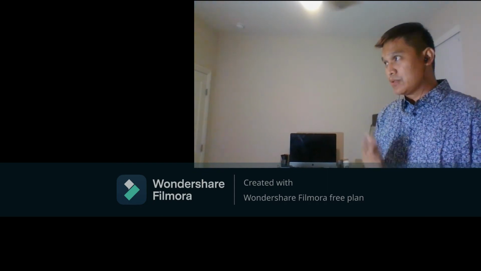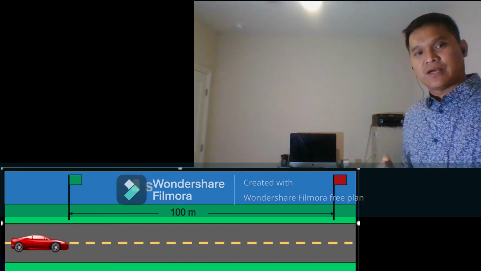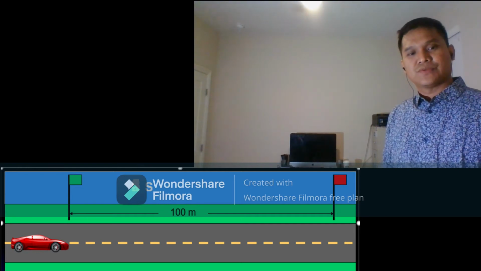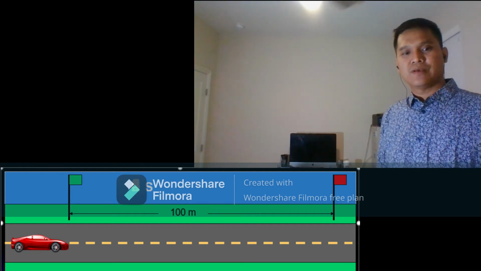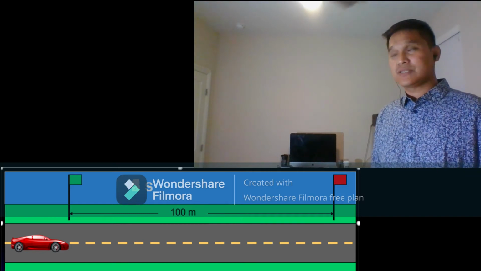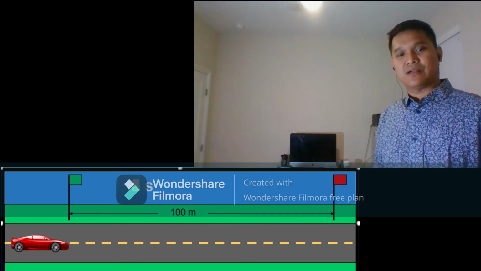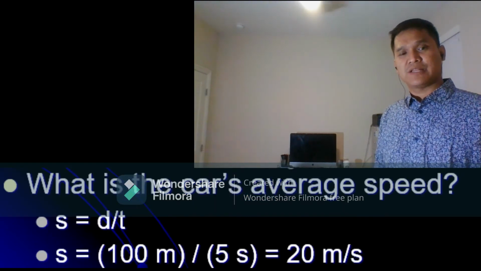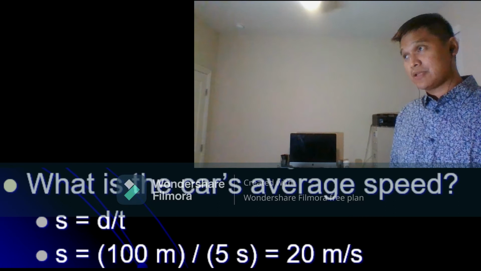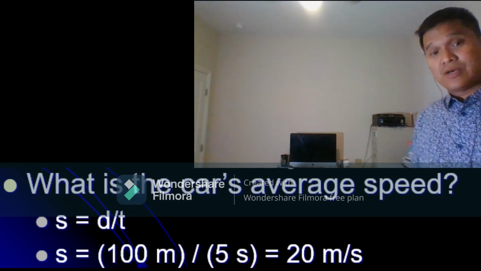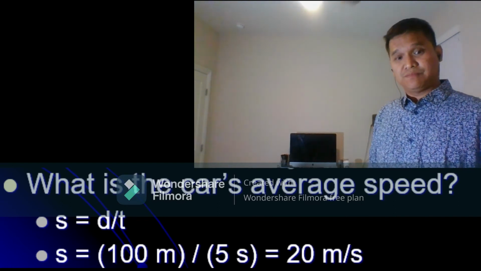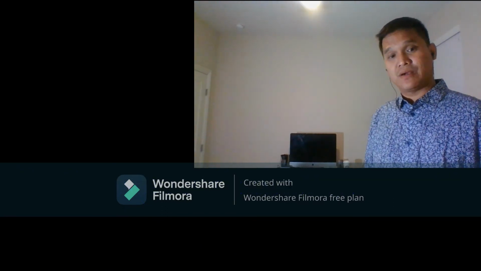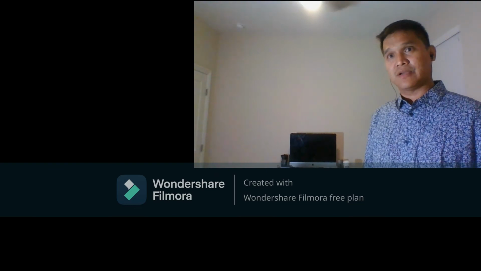All right, try to look at the example. Try to look at the figure shown. A car drives 100 meters in 5 seconds. So the problem here is, what is the car's average speed, or what is the speed of the car? Basically, distance is given here, 100 meters divided by the time. Time is given as 5. So 100 over 5 is 20. The unit will be meters per second.